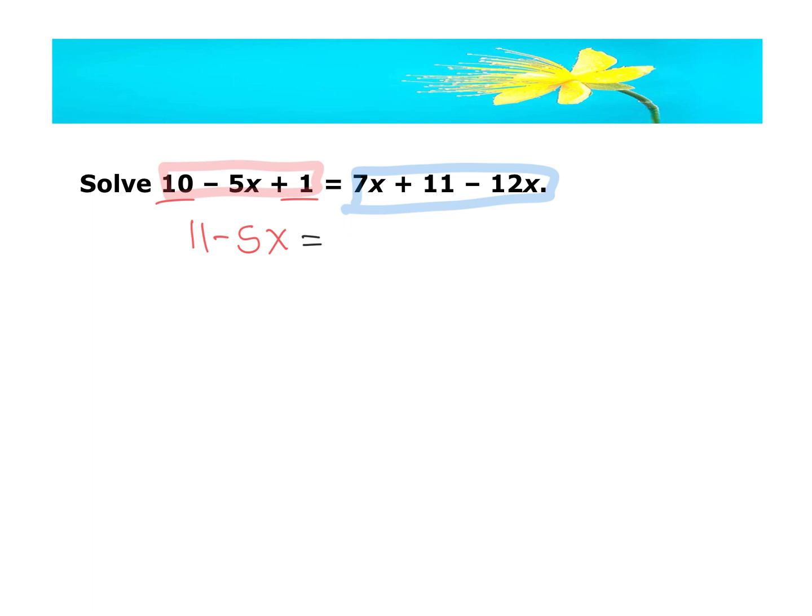I can combine the 7x and the 12x, so I'm going to get negative 5x plus 11. There's absolutely nothing else that I could do there. So I'm going to go ahead and add that 5x to both sides, and it happens to cancel out on both sides. In doing that, I get that 11 is equal to 11. So this is all real numbers.